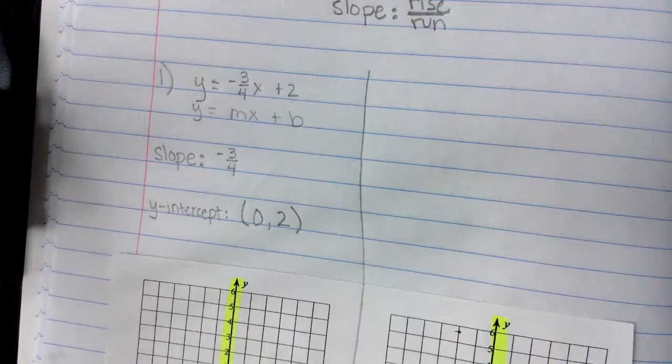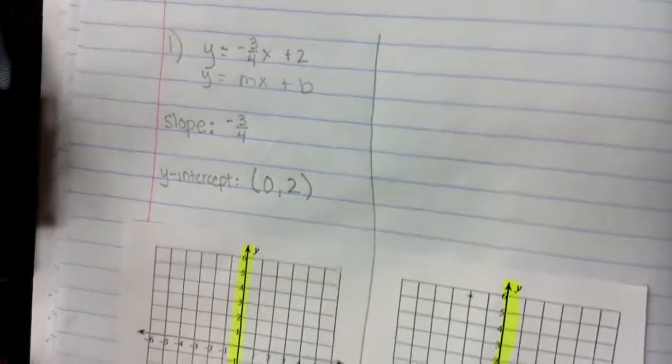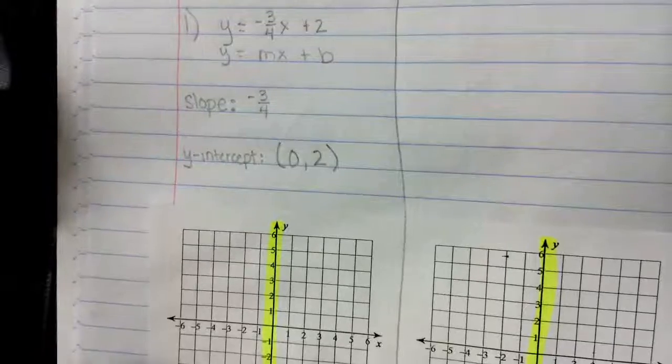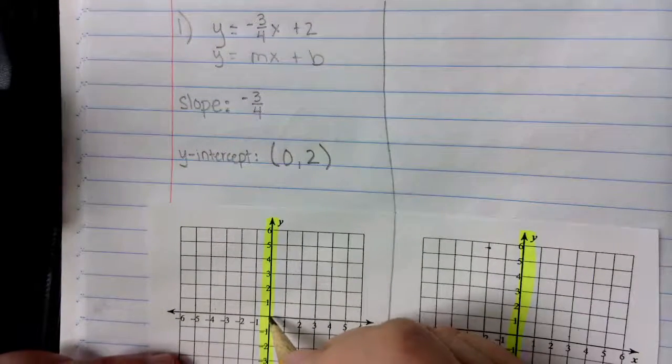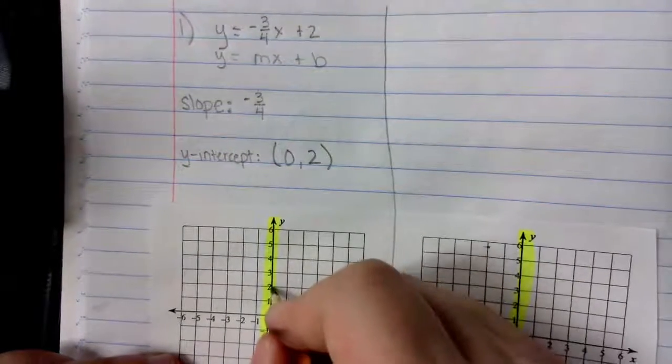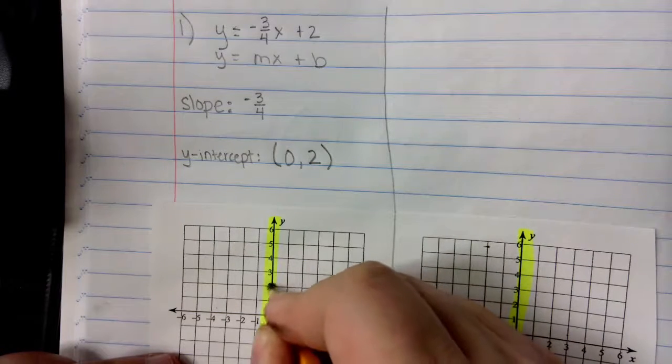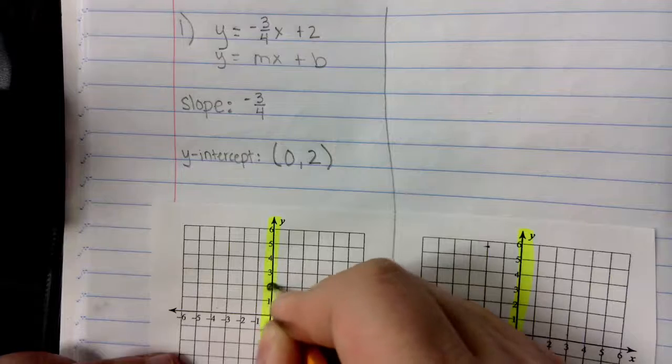So now on our graph, where do we have a starting point? Are we going to start just rising and running, or are we going to start at 0, 2? 0, 2. So on our graph, from the origin, I'm going to go up 1, 2. It should be on the yellow, and you're making a nice solid point there. So there's 0, 2.